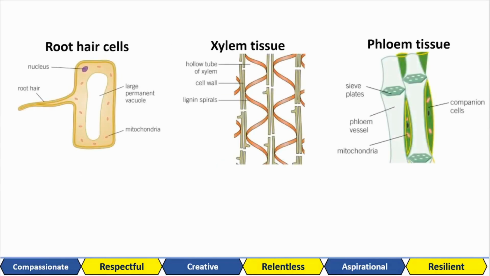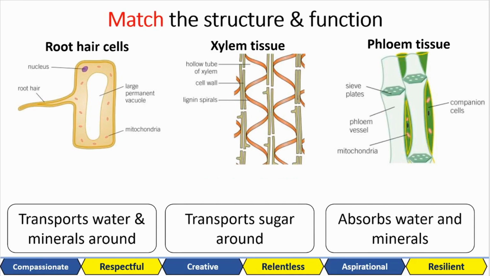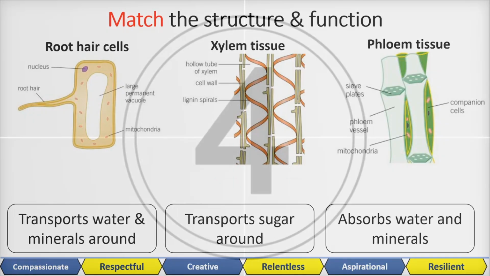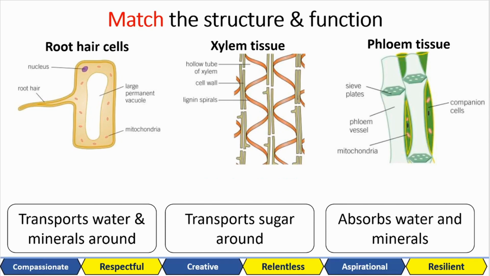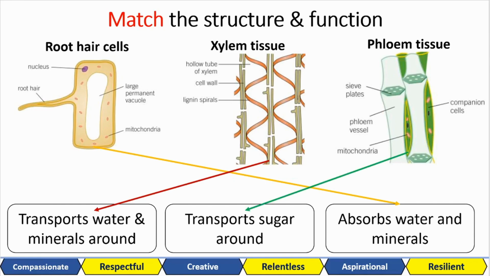Here are 3 specialized cells that we have in plants. We've got the root hair cells, xylem, and phloem. Try and match up these with the functions that you think they perform inside a plant. Root hair cells in the roots absorb water and minerals. The xylem transports water and minerals up the plant. And finally, the phloem transports dissolved sugars around the plant.